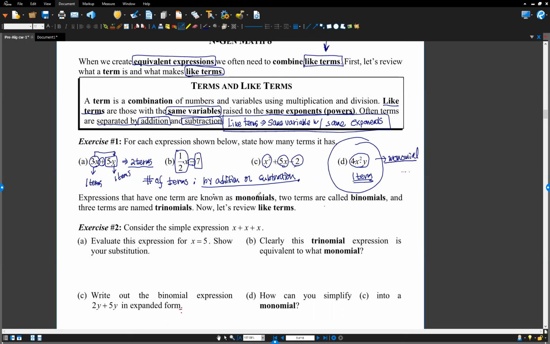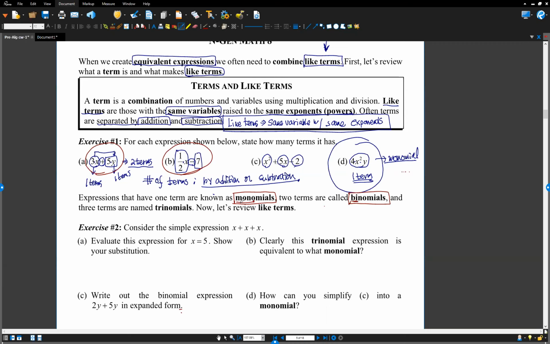Can you memorize this one over here? We got the monomial over here, okay? Two terms like this one, two terms. Two terms is called what? Binomial. Bi means what? Two. Mono is one. Are you guys with me? One term's special name is monomial.